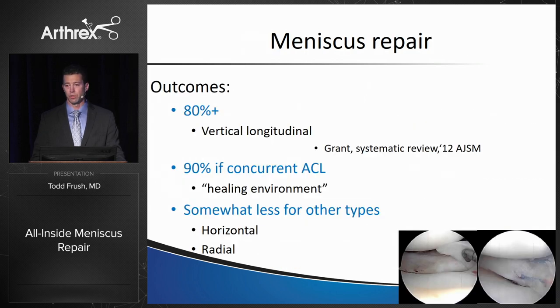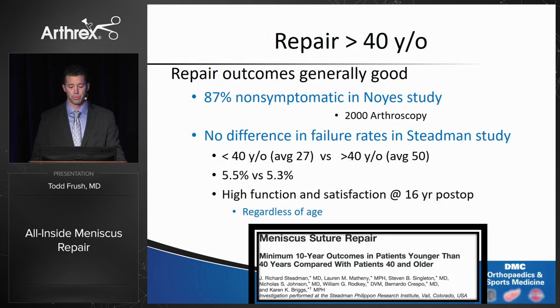So I just made the case for avoiding meniscectomy. Well, how about repair? We know that the outcomes for a vertical longitudinal tear are about 80% successful, and it may be up to 90% with a concurrent cruciate ligament reconstruction due to the so-called healing environment. Other types of tears, such as horizontal and radial, have been a bit more challenging in the past to get successful repairs. I've often heard that age is a relative contraindication for repair as well.